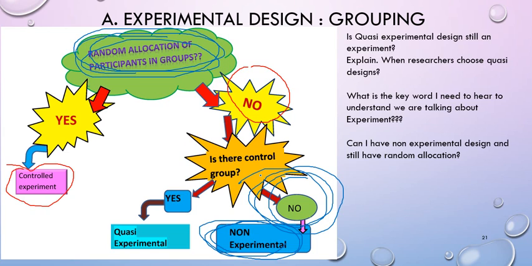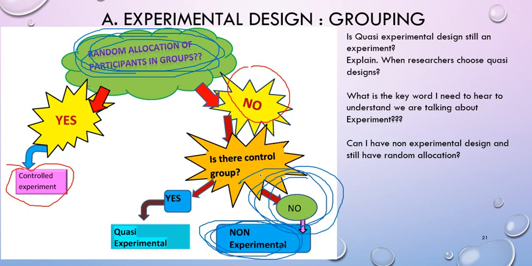Let's deal with these questions, and we need to answer them in the class. Is quasi-experimental design still an experiment? You have to tell me, explain. And you have to tell me when the researchers choose quasi-experimental designs. For what reason?